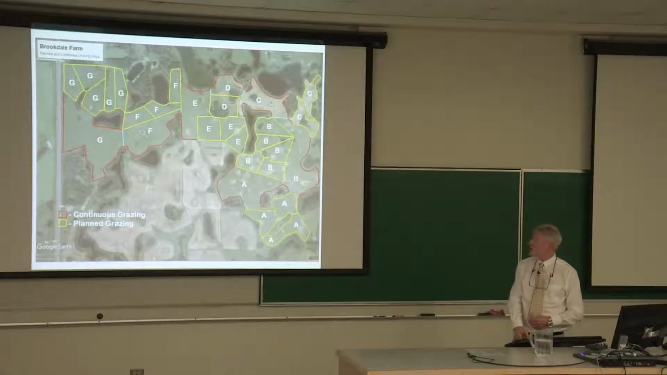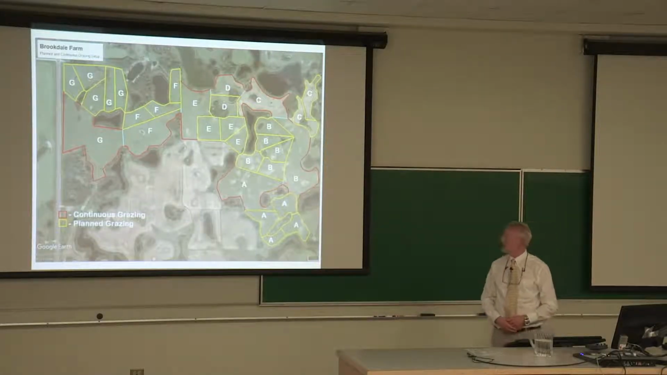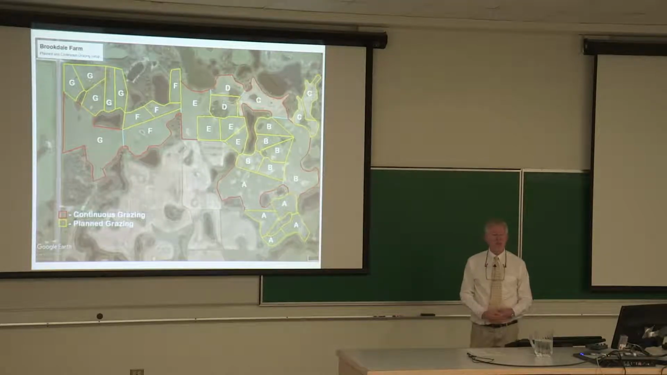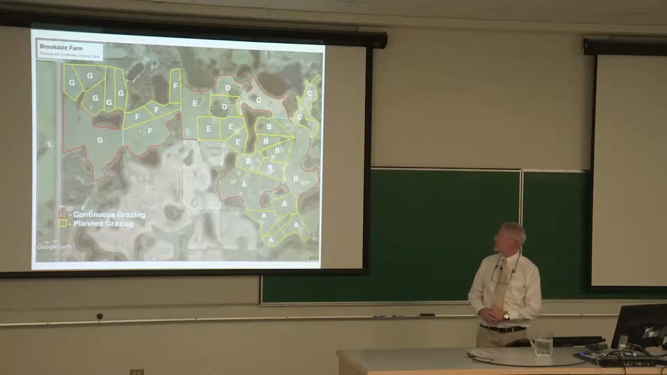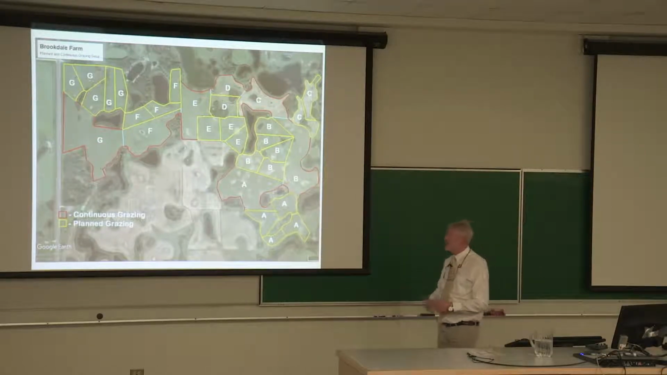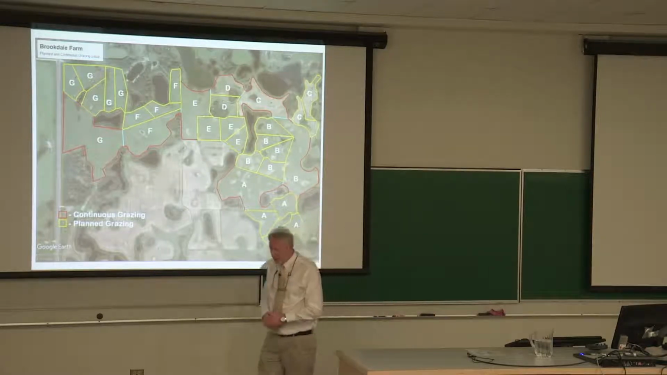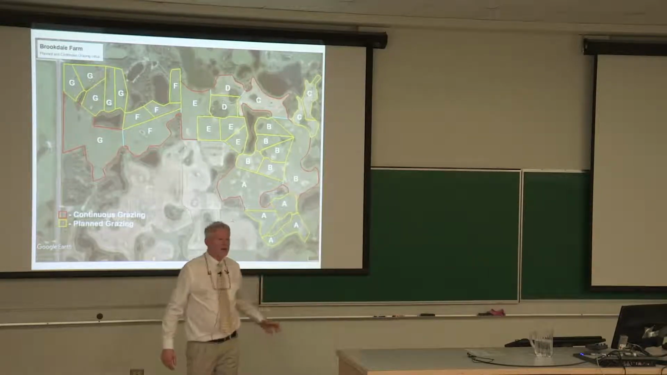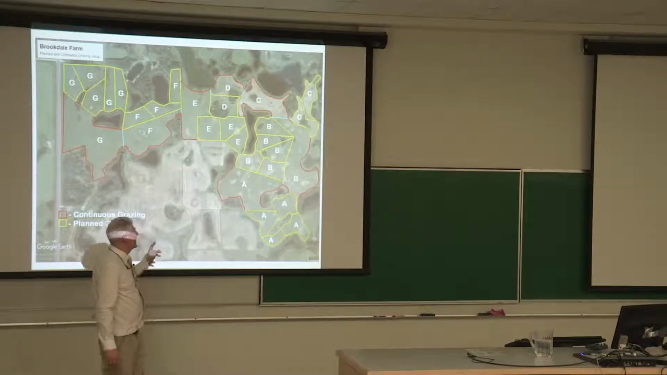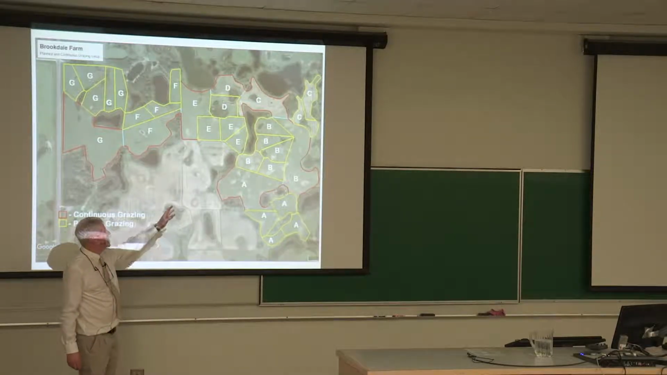So we go to Brookdale, north of Brandon, in a collaboration with the Manitoba Beef and Forage Initiatives, working with Ben Friesen and Pam Iranacone, who are running this experiment there. We have two different grazing treatments, continuous grazing and planned grazing. The red is for continuous. The plots here are marked out, and it's a replicated and randomized design.